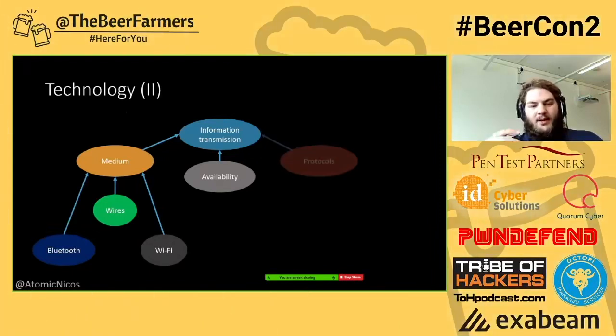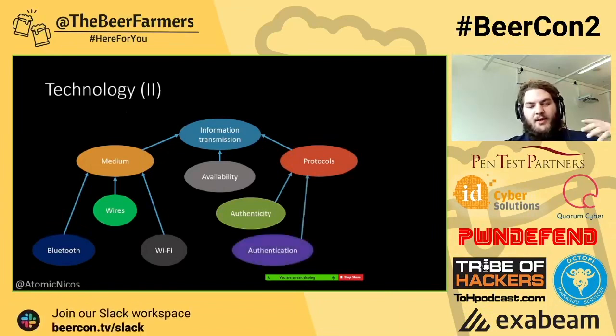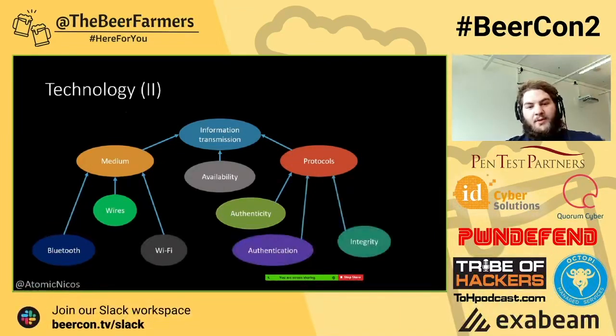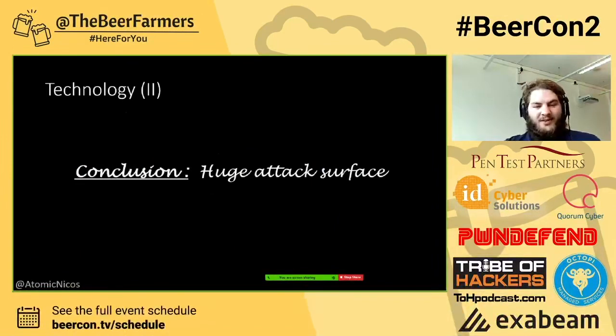And finally, information transmission does rely on protocols, which define data structure, the need for authenticity of the data, for authentication of the data, for the integrity of the data, and finally for the security of the data. How secure is your data? So now that we've talked about the people and the technology, we can just have a small intermediary conclusion that all of this is a huge attack surface.